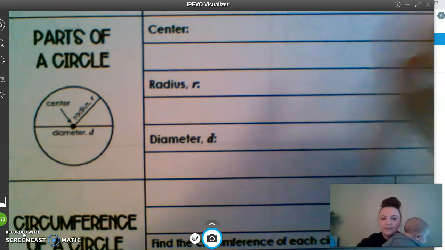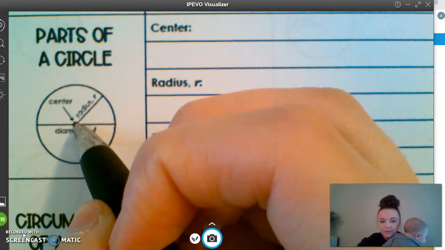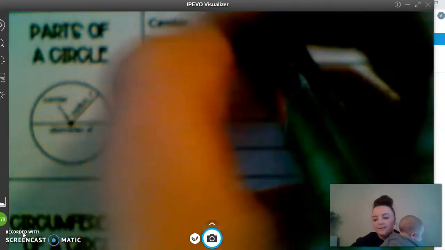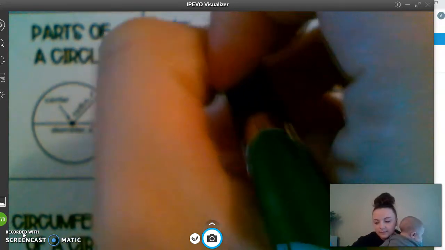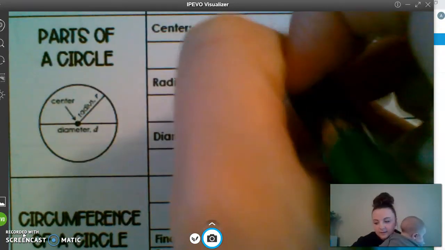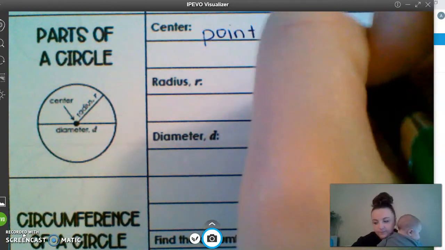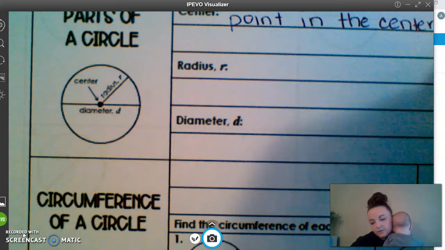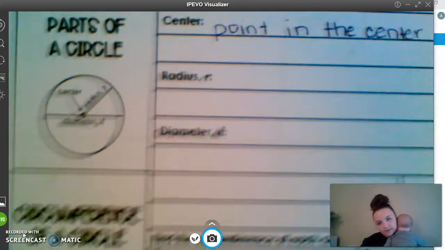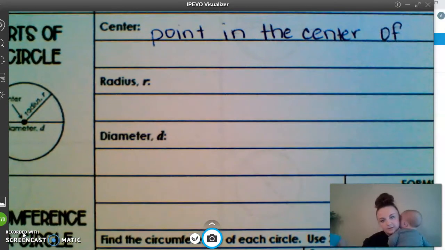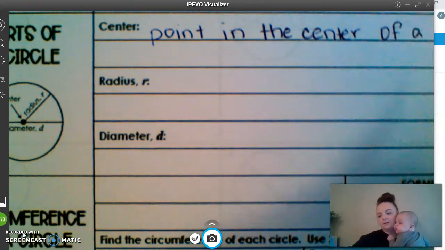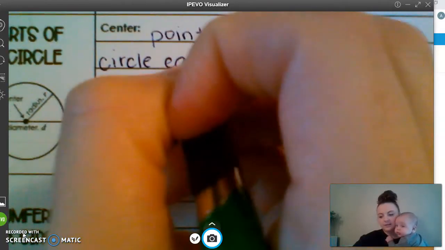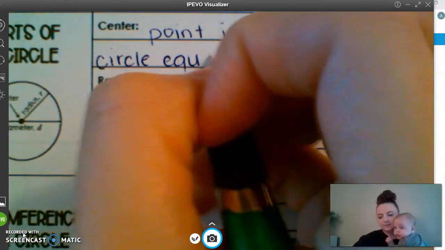circle. So the center, that's right there, of course. By the words, you know what it means. It's in the center of the circle. But by definition, this is the point in the center of a circle that is equal distance from the outside.